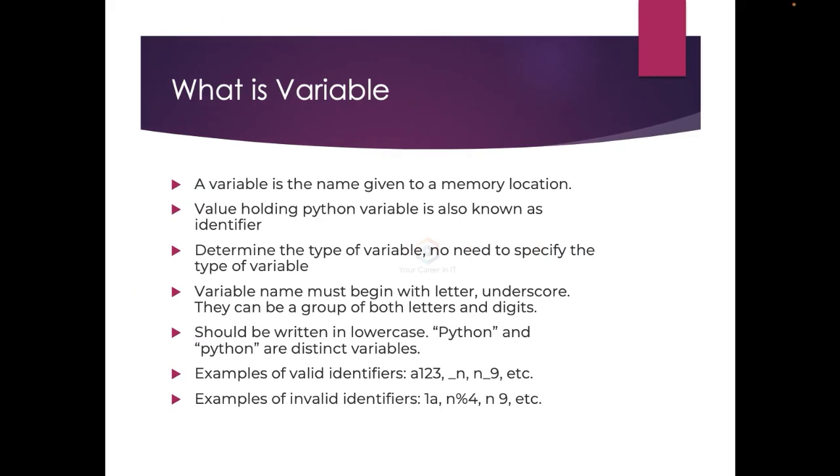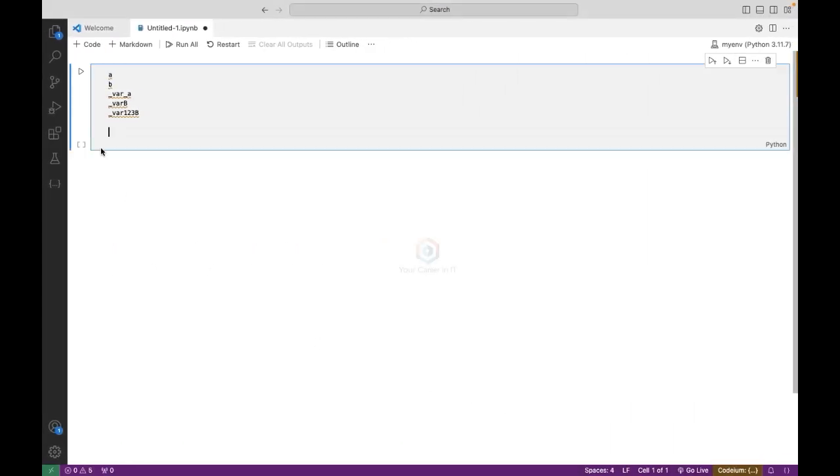Variable names are case sensitive: Python with a capital P and python with a small p are distinct variables. Both are different. Here you can also see some valid identifier examples, like A123, underscore n underscore 9, etc. And these are the invalid identifiers. The variable name cannot start with special characters or with digits, and there is no space within a variable name.